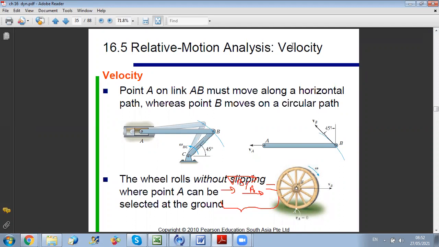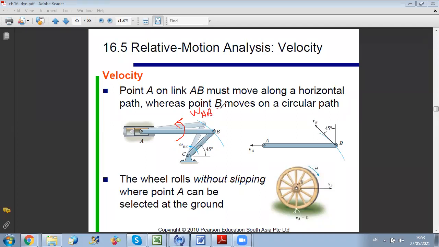Now, if we take some examples here, if you want to find the relation between the velocity of A and the velocity of B, what can we say first? A and B are 2 points of one rigid body, so we can correlate them. If you have this problem here, for example, and they ask you to find omega AB, knowing omega BC, this is the question, let's say.